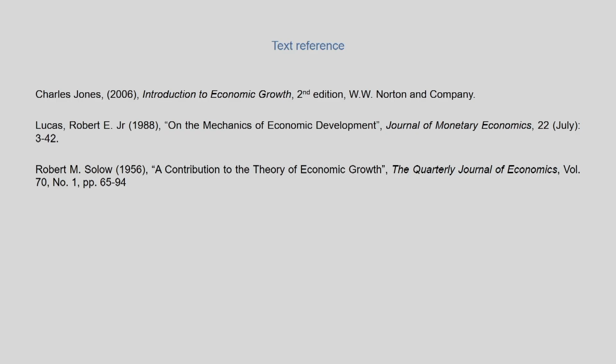You may also try to read the original papers of Robert Solow titled A Contribution to the Theory of Economic Growth, and also Robert Lucas' paper of 1988 on the mechanics of economic development, which appeared in the Journal of Monetary Economics.